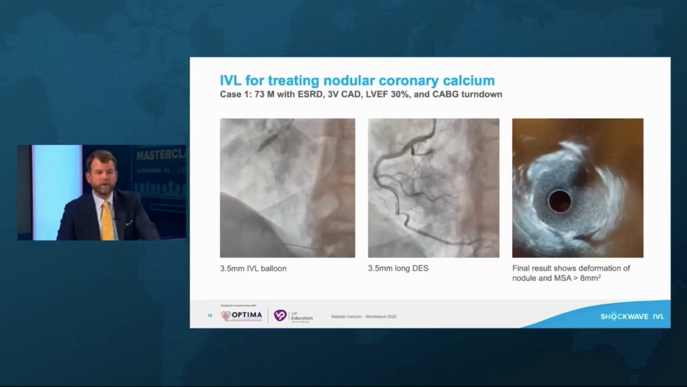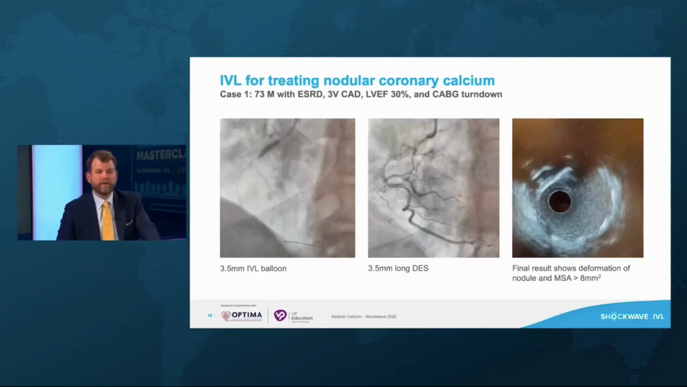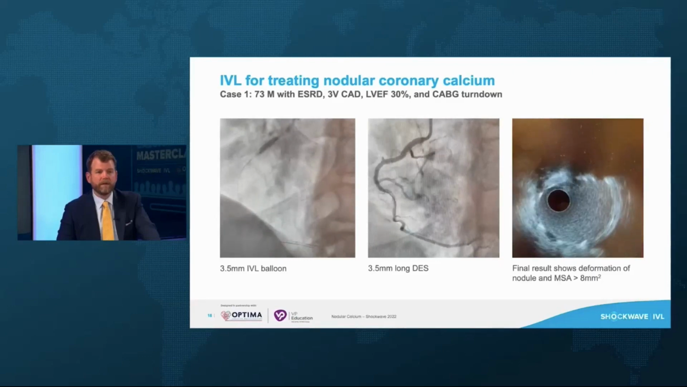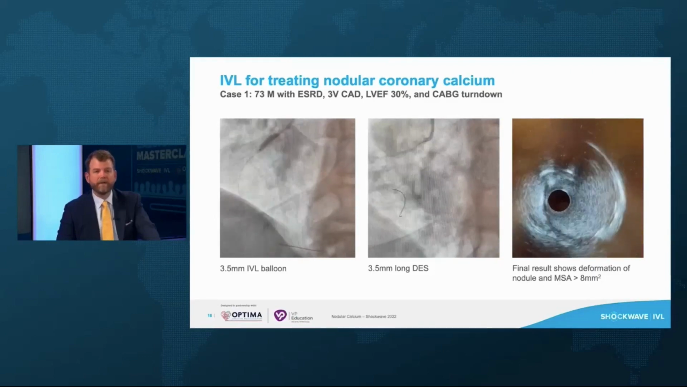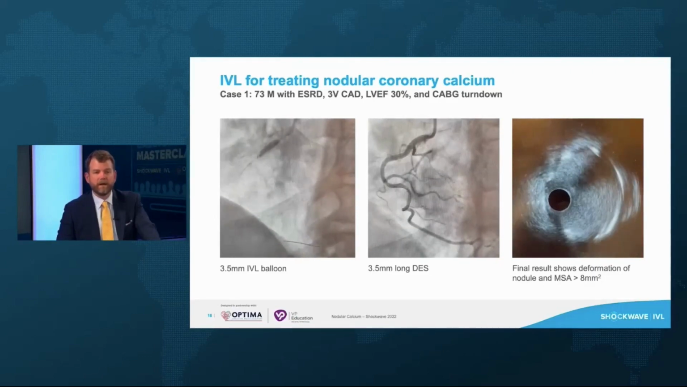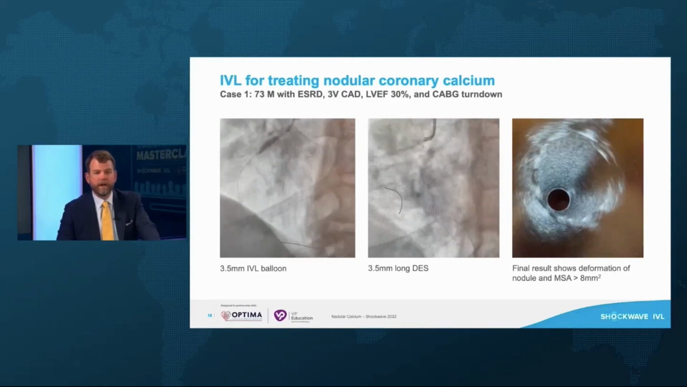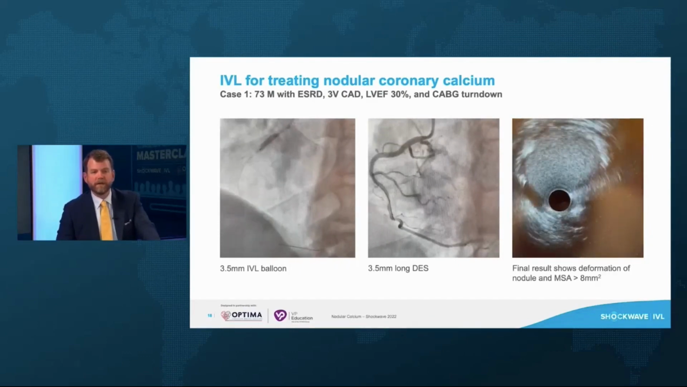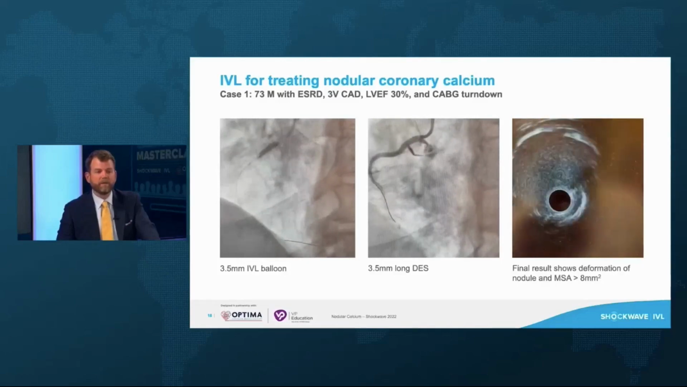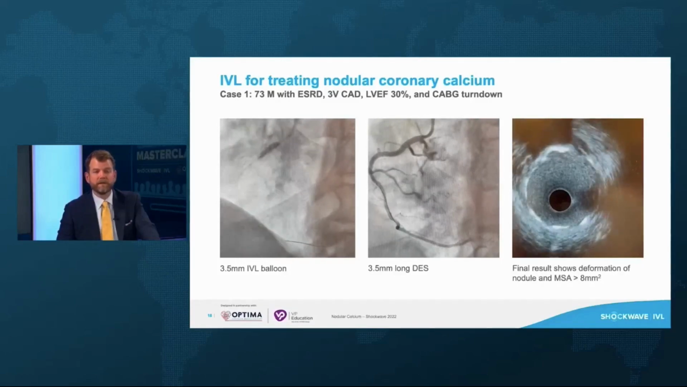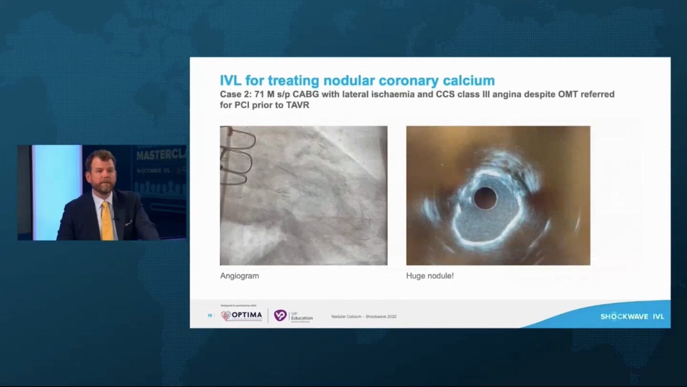and ended up going in with a stent after showing calcium fracture, as you can see in the middle there. And then as the IVUS runs through, as you can see on the right side there, we get deformation of the nodule and really good concentric expansion of the stent with an MSA over 8, which we know from predictive models is going to give this patient really good short and long-term outcomes.